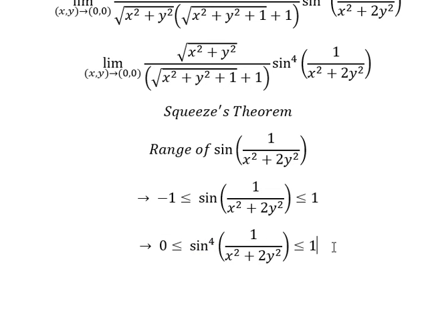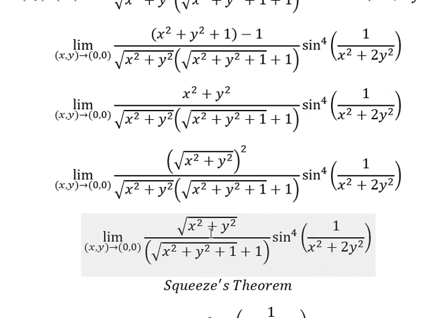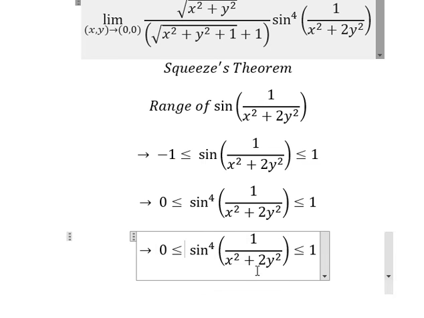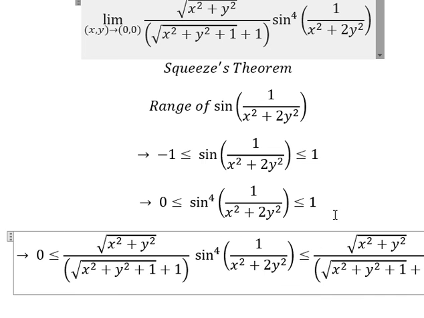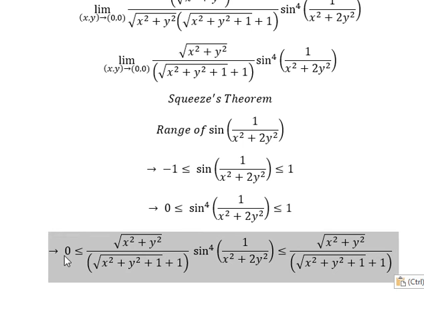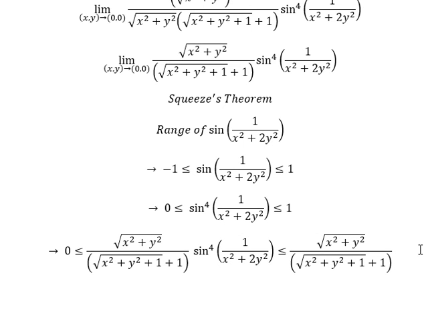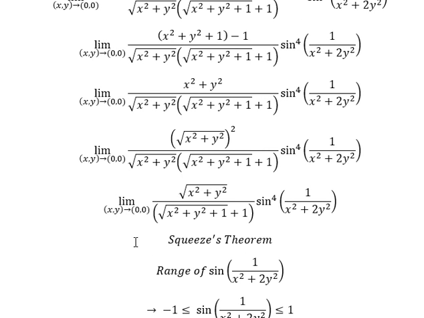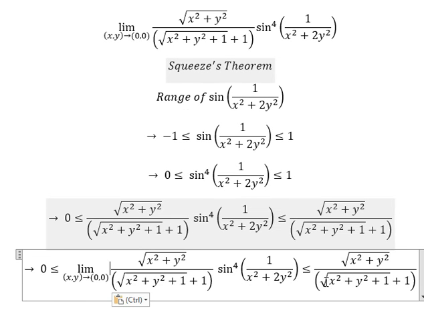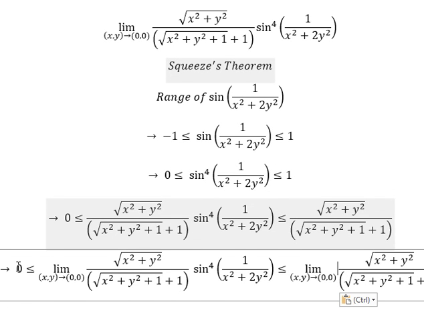Next, I will multiply both sides by this one. Because we multiply by number 0, you get 0. Next, we put the limit for both sides. So because this one you got 0, the limit in here you have 0.